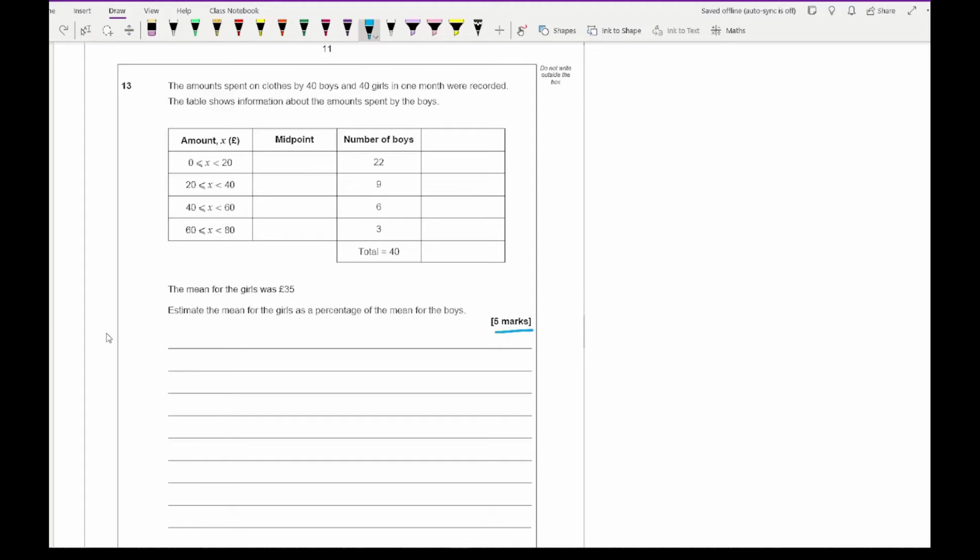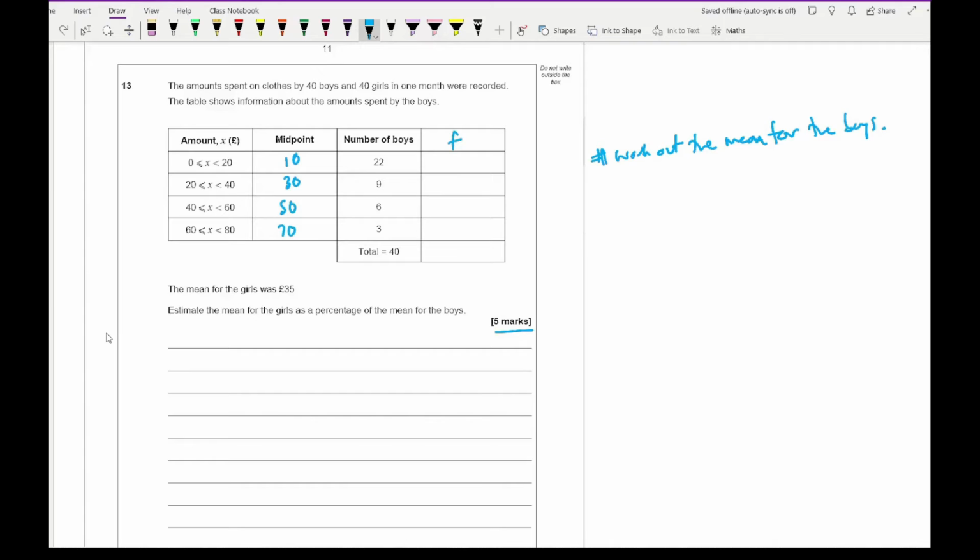So the first thing I need to do is work out the mean for the boys. And how do I do that? Well, I complete this table. So the midpoints, I work them out, so that's going to be 10, 30, 50 and 70.